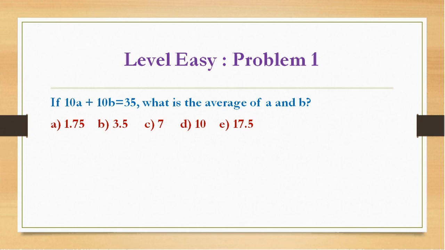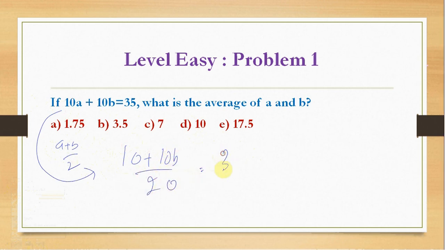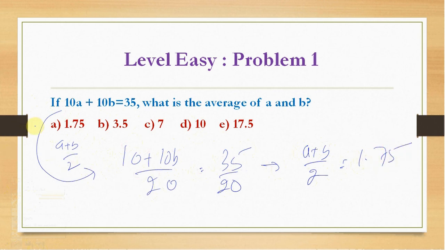Let us first go to the first question. This question is very simple. It tells us to find the average of a and b from this expression. So we know that the average of a and b is a plus b divided by 2, and if we simply divide this expression by 20, we can get the average of a and b. So a plus b divided by 2 is 1.75. So a is our correct answer.